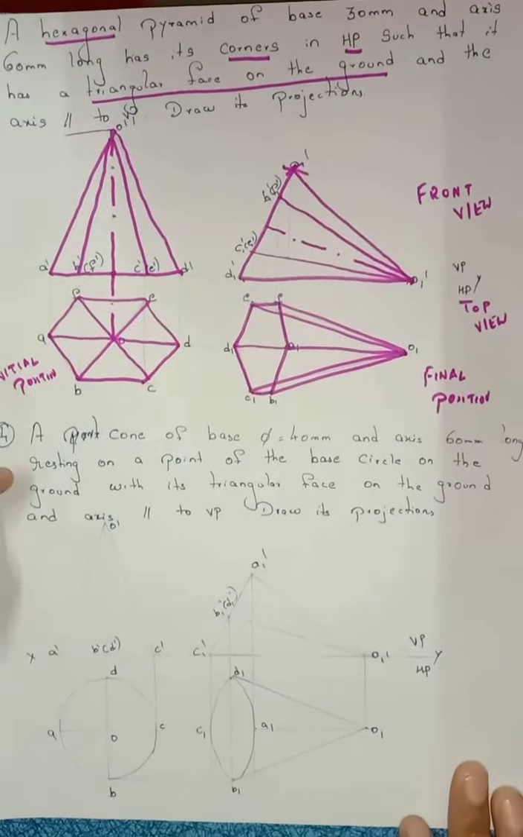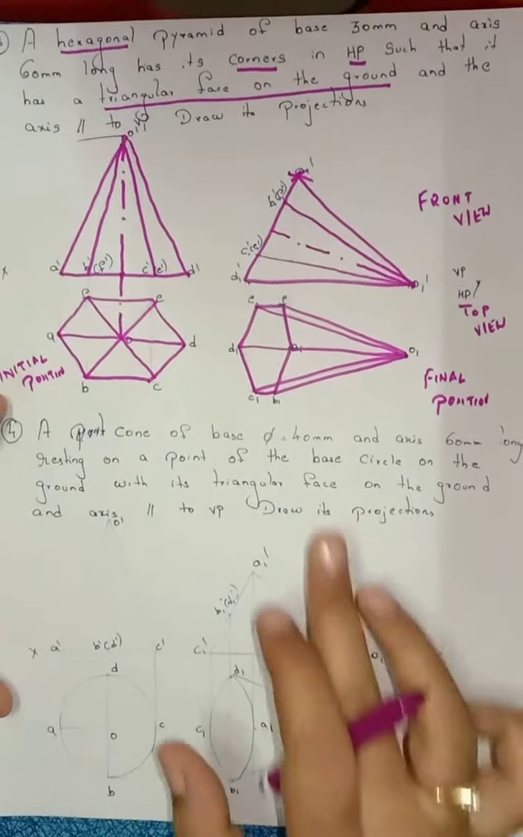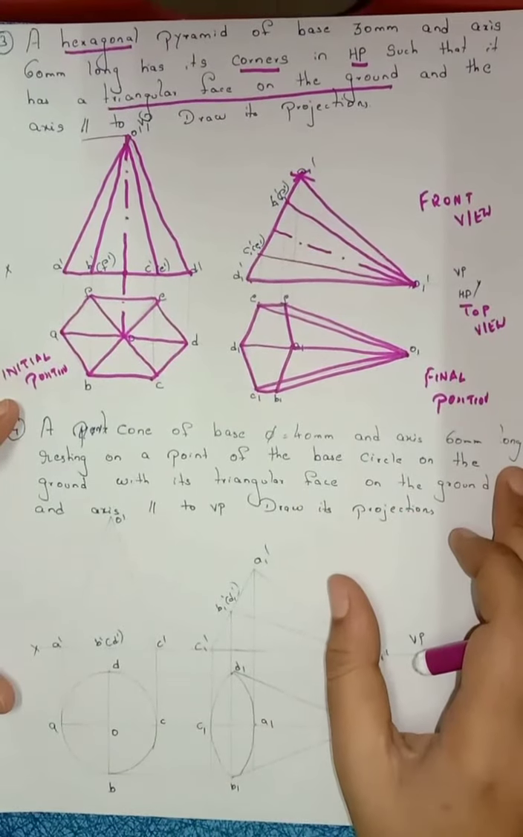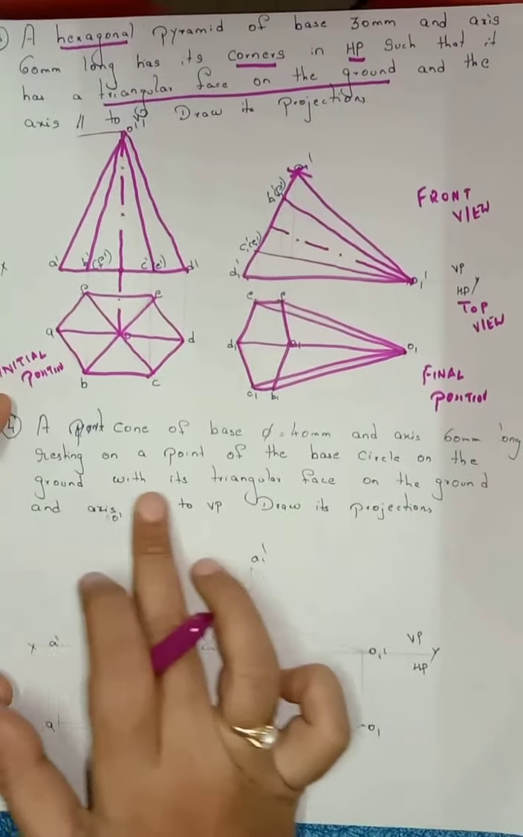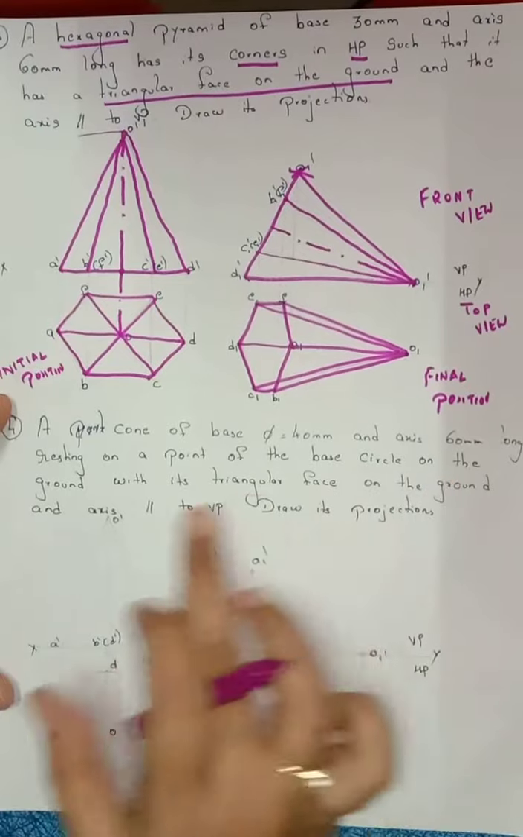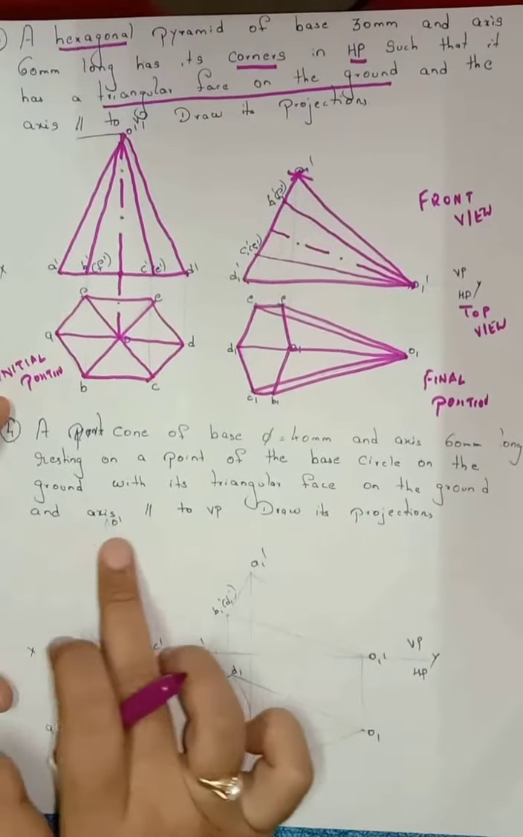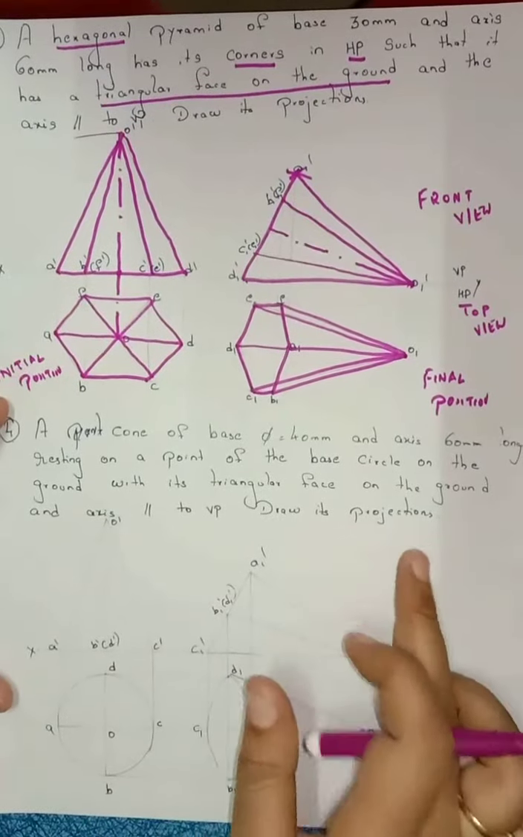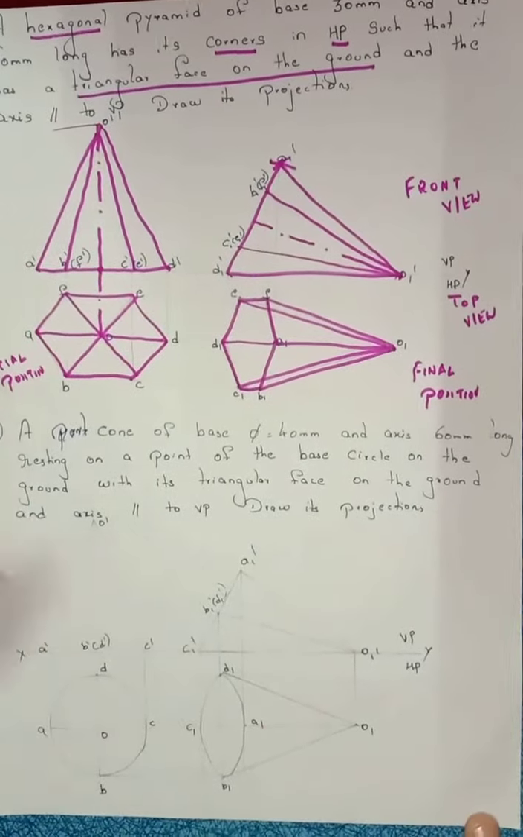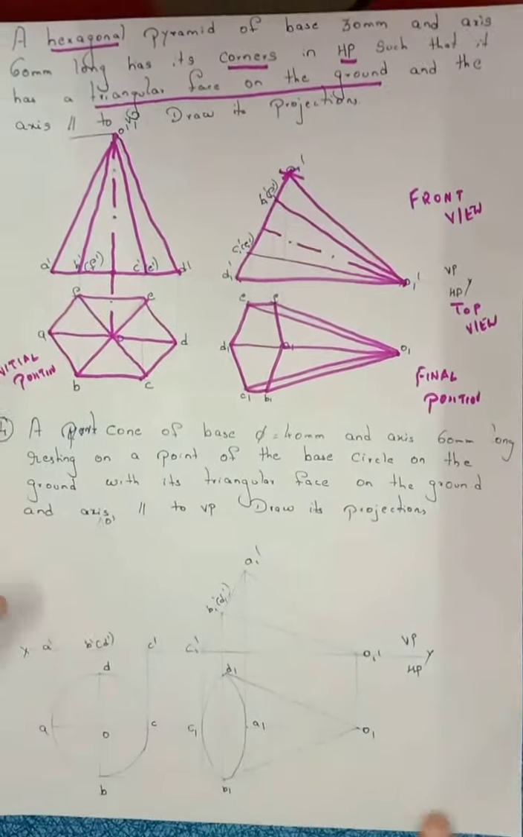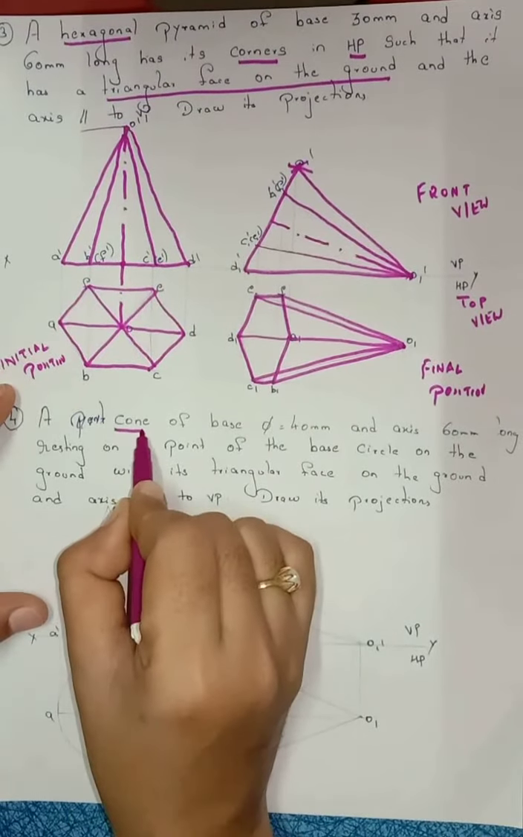See the next question. A cone of base diameter 40 mm and axis 60 mm long, resting on a point of the base circle on the ground with its triangular face on the ground, and the axis is parallel to VP. Draw its projections. Read the question. Remember 4 points. So what are the 4 points? You have to construct the cone.